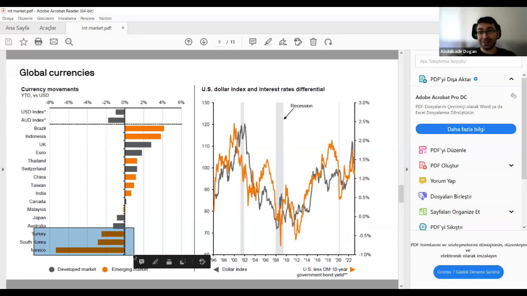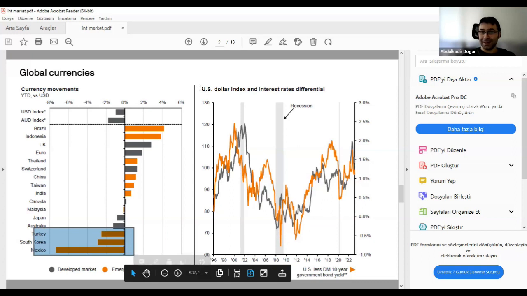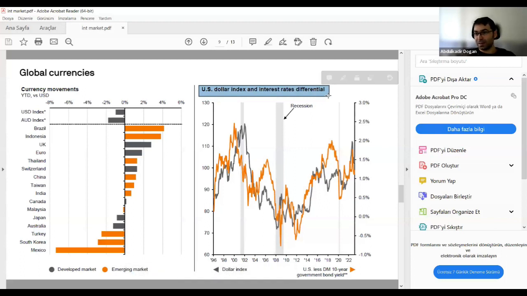Okay, so this will be a double effect. And here, as you see, the United States dollar index. What do we mean by United States dollar index? This is called the DXY index in financial market jargon. It is called the spot USD index, and it is calculated with 6 currencies.